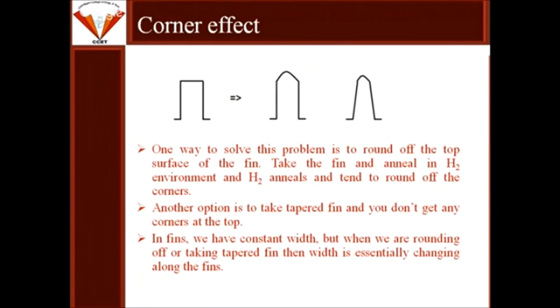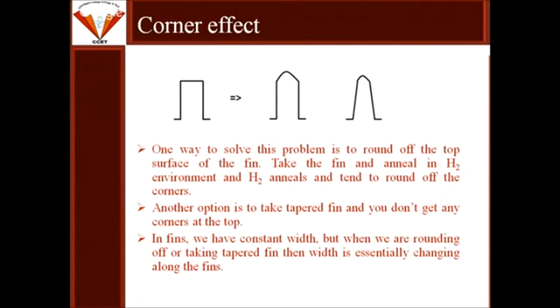Another option is to take a tapered fin, and you don't get any corners at the top. So there are two options: we round the top surface, or we take the tapered fin, so that we do not get any corner across the whole fin width. Earlier we had a constant width, but now, if we process this way, we are changing the top surface, and the fin is tapered.